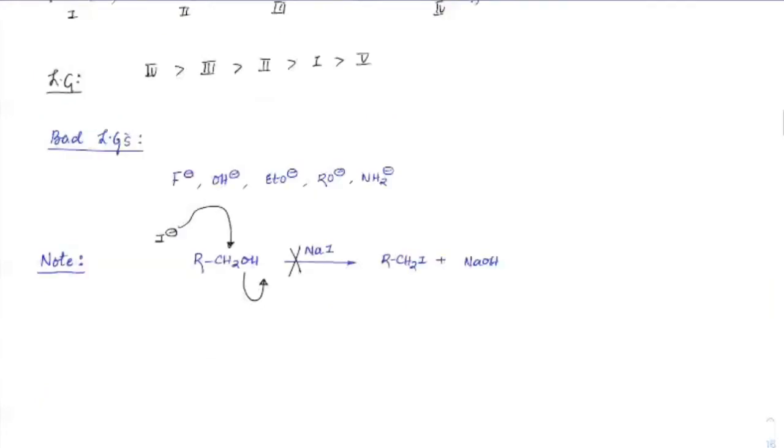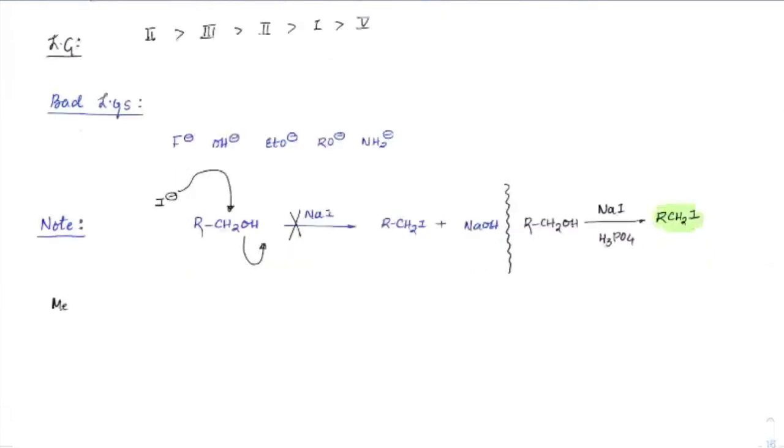Let me write the same reaction again: RCH2OH on reaction with the reagent NaI, but in the presence of acid H3PO4. You can take H2SO4 or H3PO4. If you take any acidic medium, then the reaction definitely happens, and this is the product you get. So what is happening in acidic medium? Let us see the mechanism here.